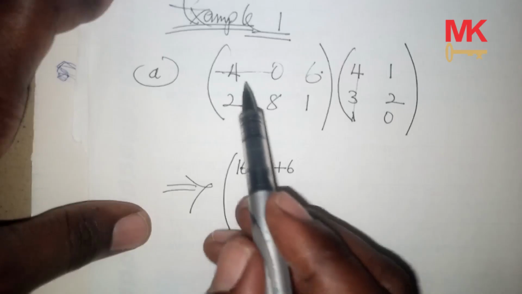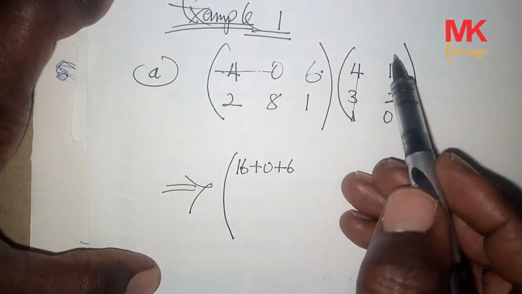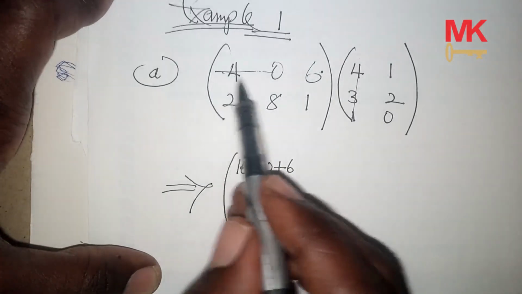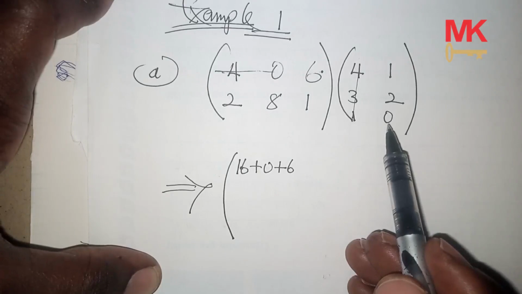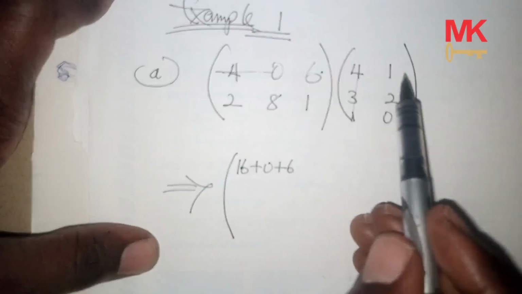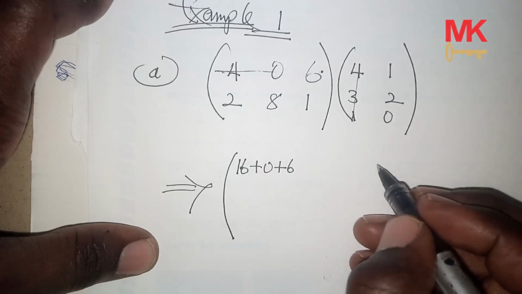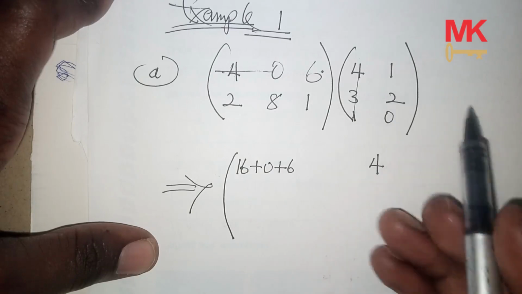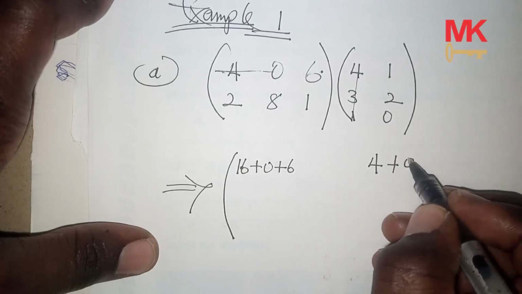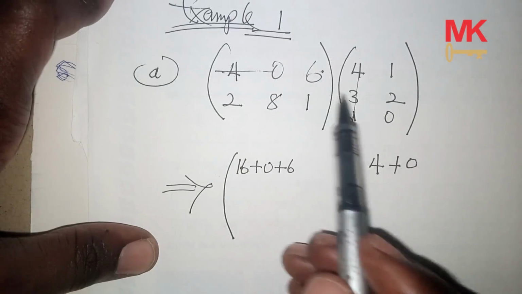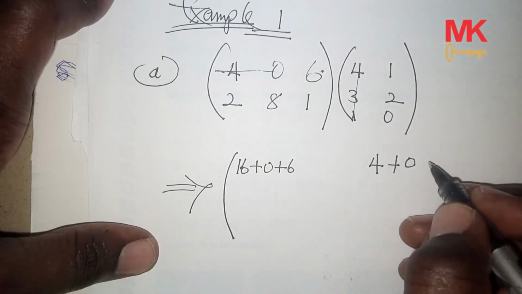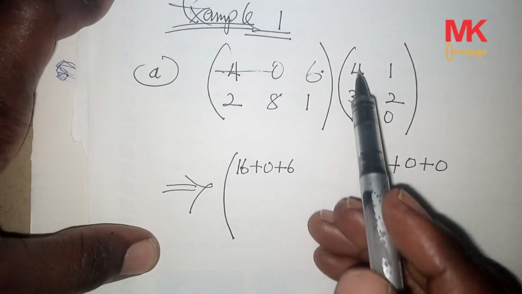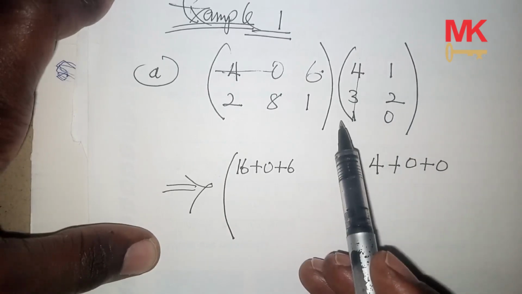So the next thing is that this same 4 0 6 will now multiply the next column. First row multiplying first column, first row again multiplying second column. That's the way it is done. So let's go now. 4 times 1 gives us 4, and 0 times 2 gives us 0, so we're going to have a plus 0 there. Then 6 times 0 gives us 0 again, so I'll keep my 0 there. So the first row is done multiplying the other two columns.